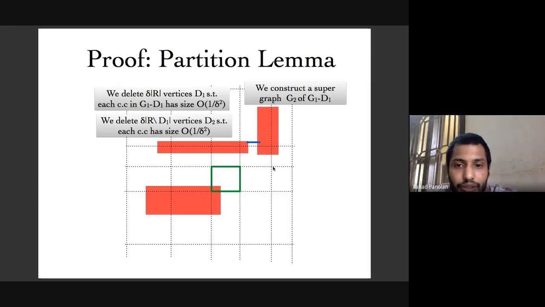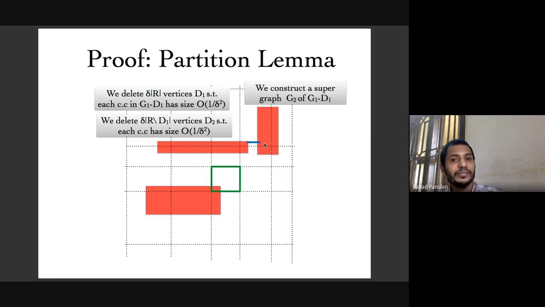Now I should have been deleting these vertices. These vertices correspond to those rectangles. So now after I do the second deletion operation, look at any cell. The rectangles intersecting on these cells will be in the same connected components here, and the connected component size is order 1 by delta square.